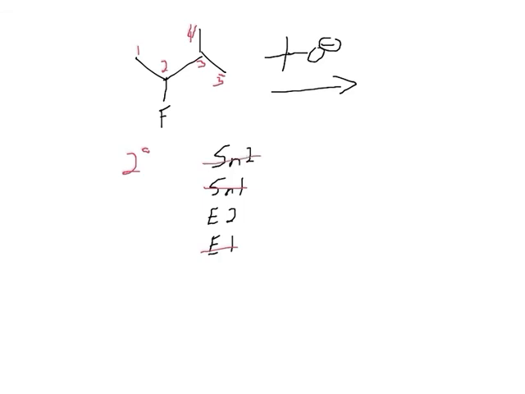So if we know it's E2, what do we do with eliminations? We need to label what? Beta hydrogens. So which carbons have beta hydrogens? 1 and 3. So let's put the H's there. Beta. Good. So how many types of beta hydrogens do we have? So how many types of products are possible? 2. But because it's fluorine, it's a little different mechanism, remember?